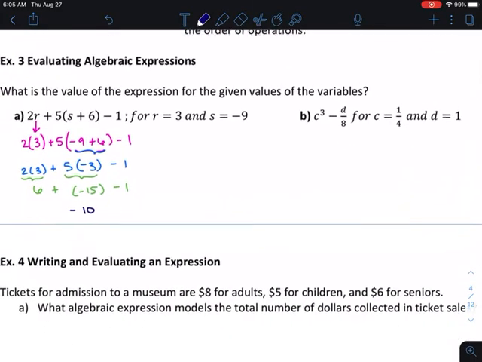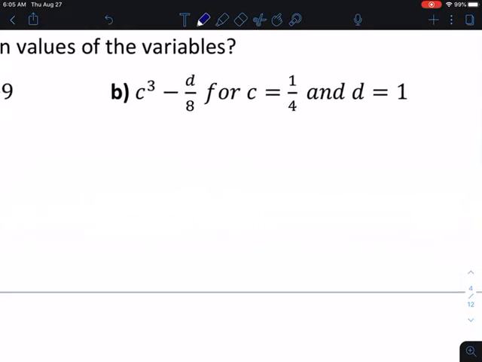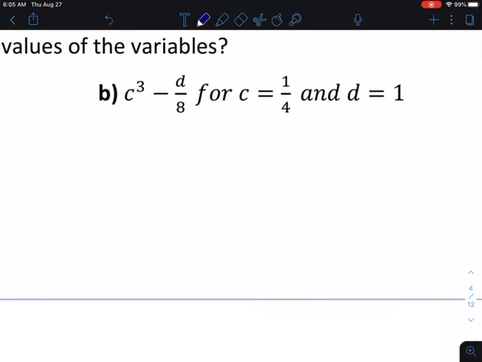If I look at part B, we have C as 1/4 and D as 1/8. I'm going to zoom in so we can see a little bit better. So if I take out C, I plug in 1/4. So we have a 1/4 that's going to be raised to the third power. We're going to subtract D, which is 1/8.